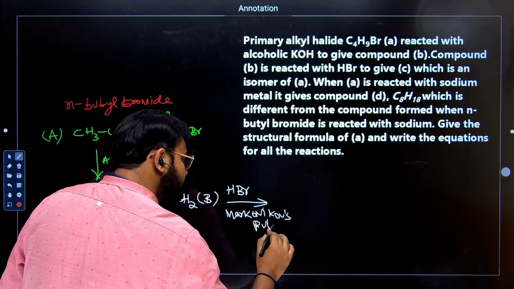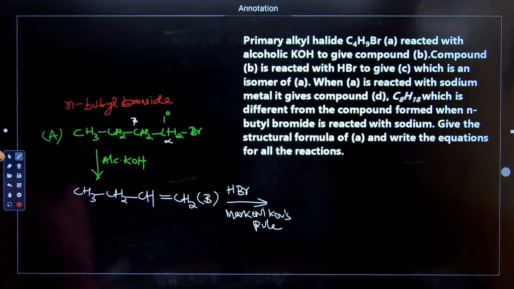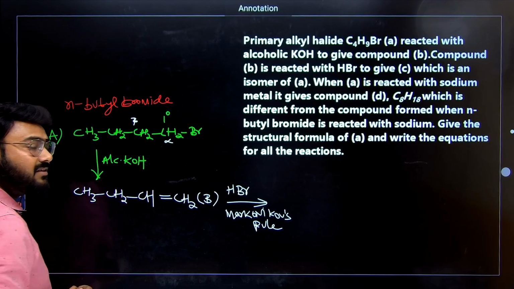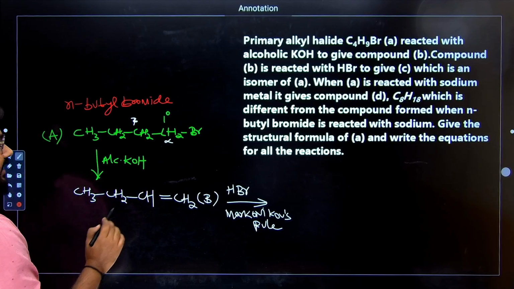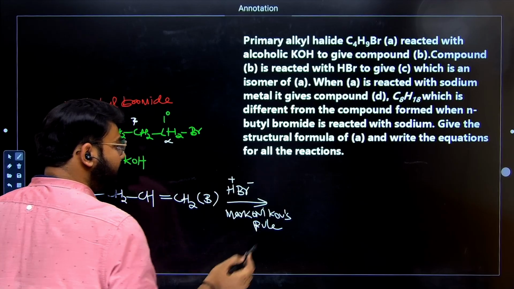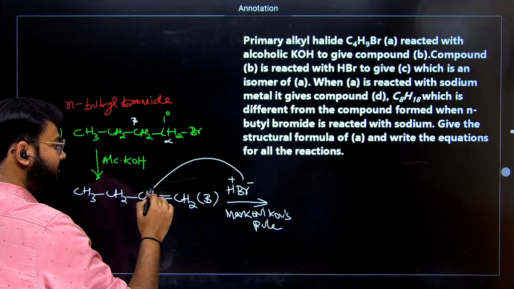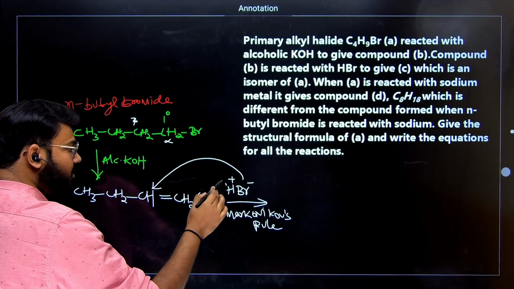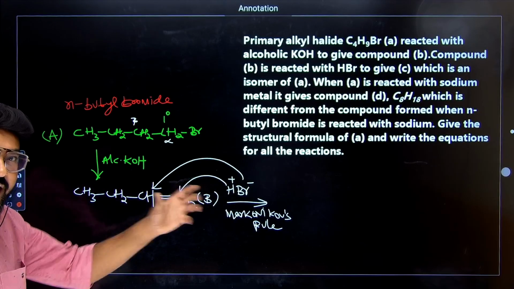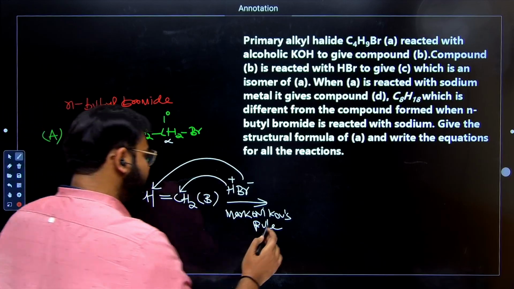We will be doing Markovnikov's rule. It means the carbon which has less hydrogen will get the negative part. So in H plus and Br minus, the negative will come on the carbon which has less hydrogen. Positive will go to the carbon which has more hydrogen. Okay. So what is our product C?